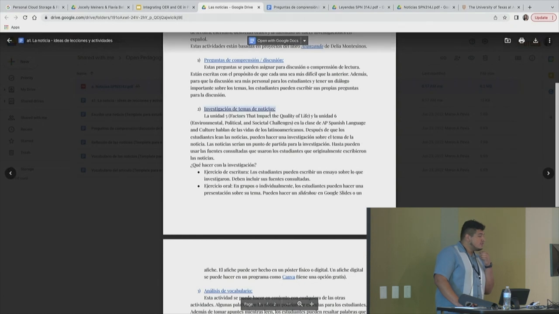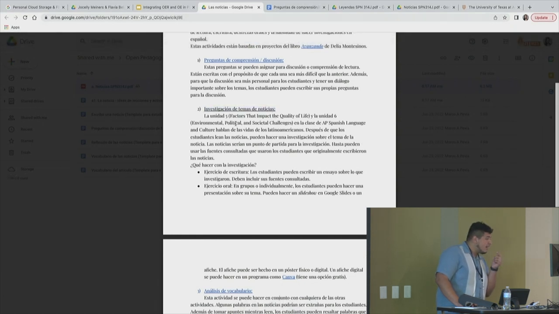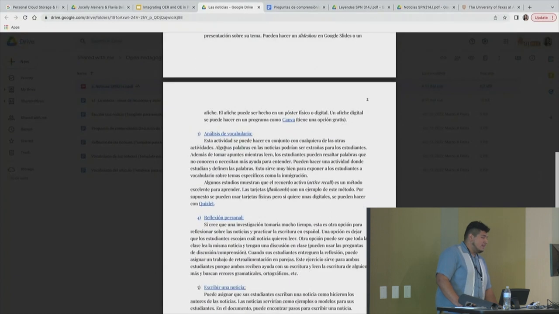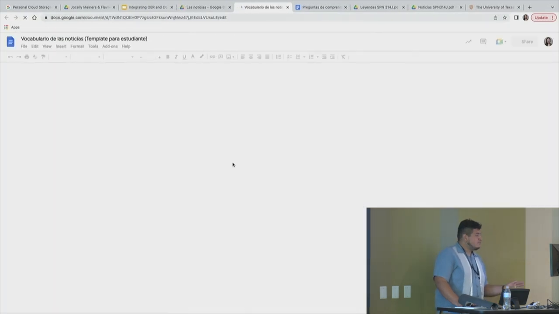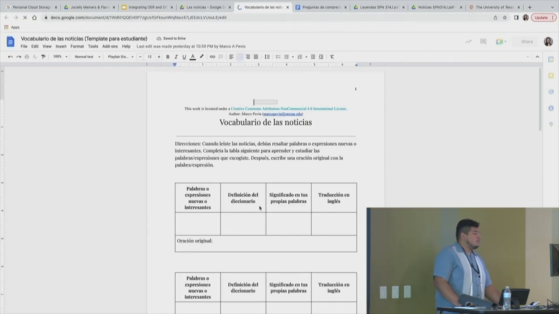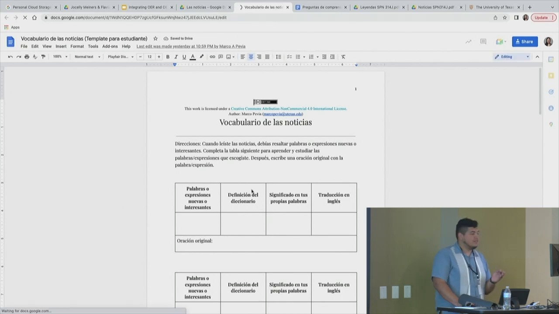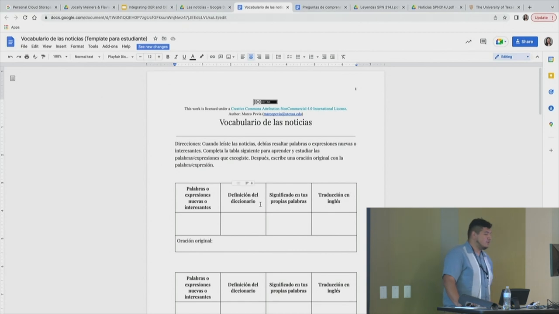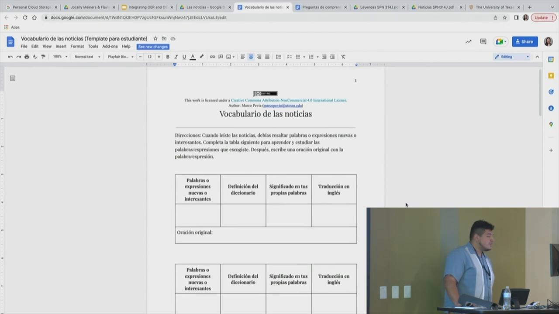I also have, for AP Spanish, the Unit 5, which is factors that impact the quality of life. You can add that into AP Spanish 5. And análisis de vocabulario. So, en las noticias específicamente, pueden haber palabras que los estudiantes no conocen o no pueden reconocer, algo así.